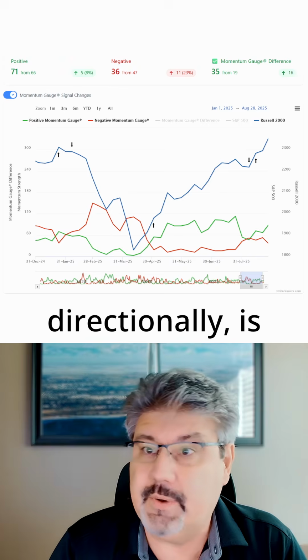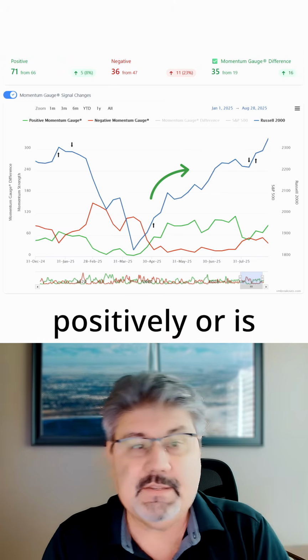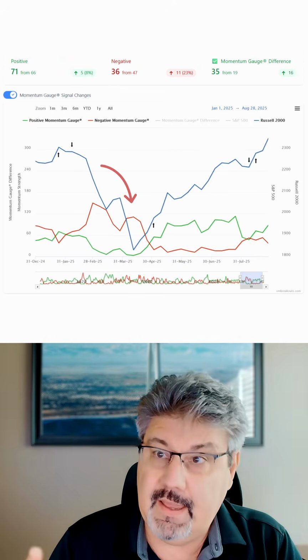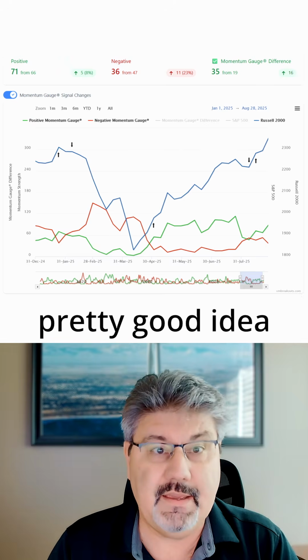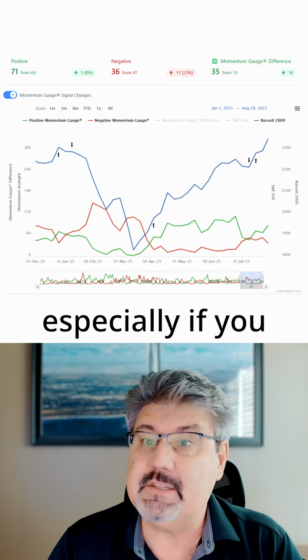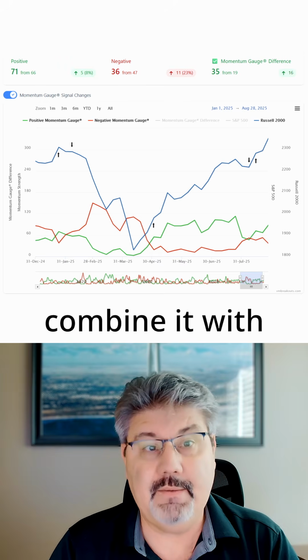It tells you directionally, is the market tilting more positively or is it tilting more negatively? At a market level, if you have thousands of stocks, it gives you a pretty good idea of how things are trending, especially if you combine it with the other gauges.